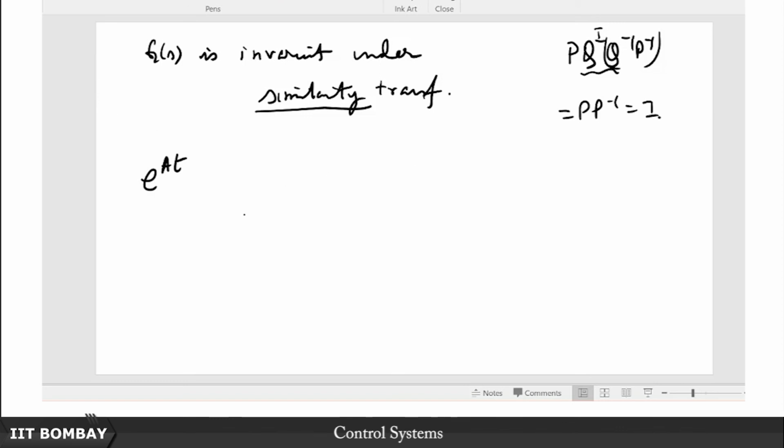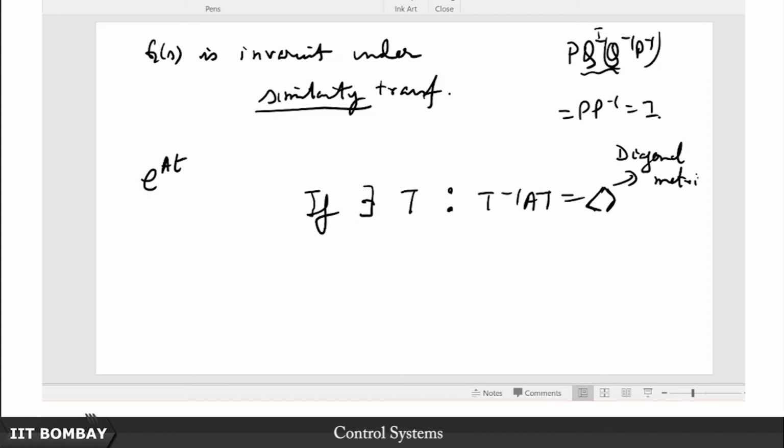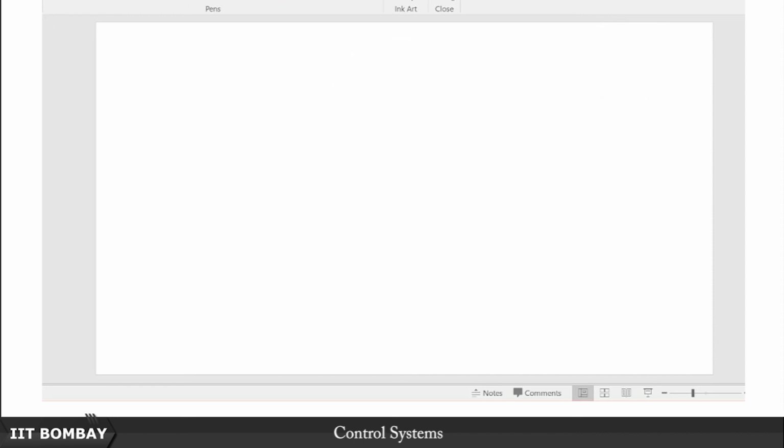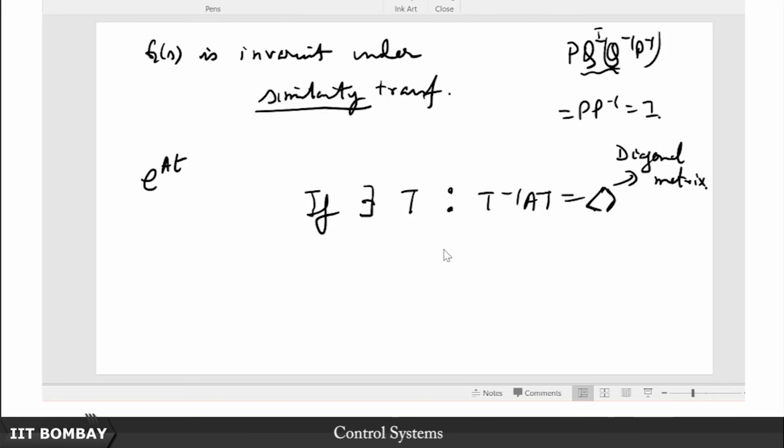So suppose, wouldn't it be nice if there exists T such that T inverse A T is equal to this Lambda, which is a capital Lambda by the way, in Greek big Lambda, which is basically a diagonal matrix. Why should that help us? Why is it good? Now let us try to see why this is going to be beneficial to us. Why are we so interested in the existence of such a transformation or this diagonalizability?